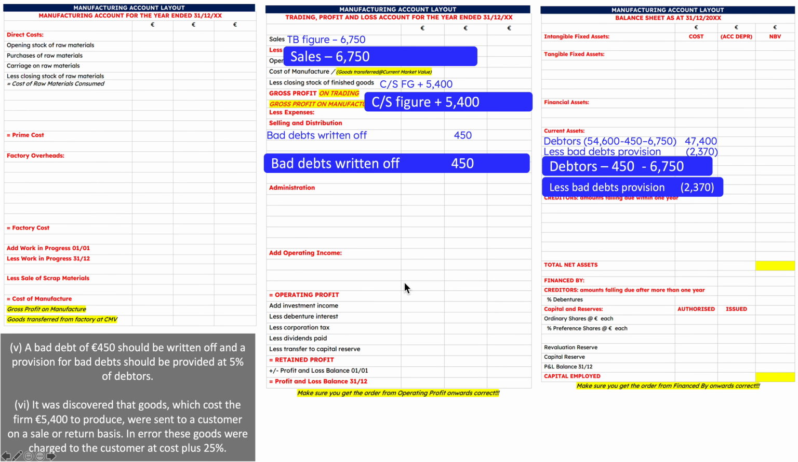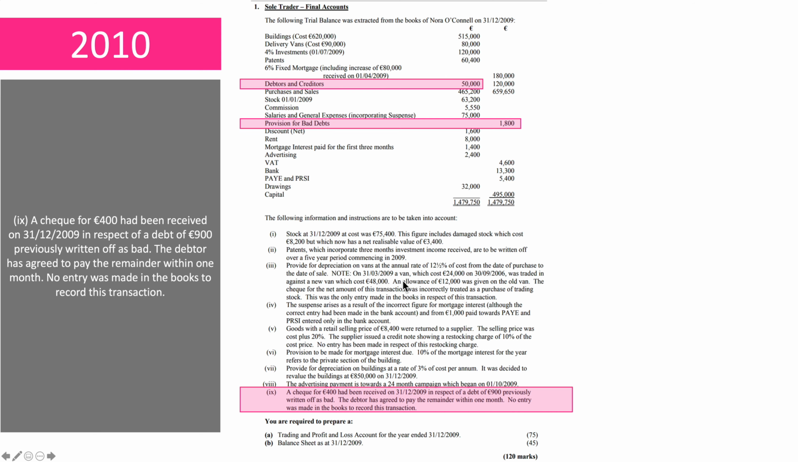All right, 2010. So we only have one adjustment here in the 2010, but we have debtors here and we have bad debts provision here. So note 9, a cheque for €400 had been received on the 31st of the 12th, 2009 in respect of a debt of €900 previously written off as bad. The debtor has agreed to pay the remainder within 1 month. No entry was made in the books to record this transaction.